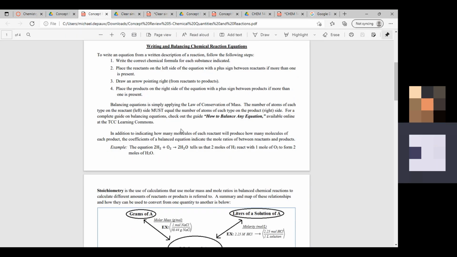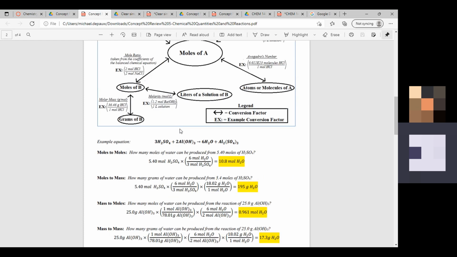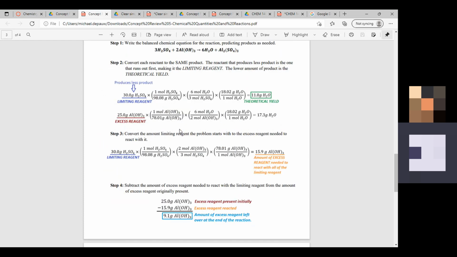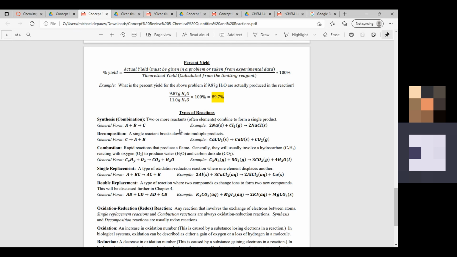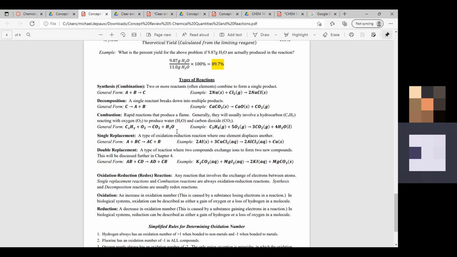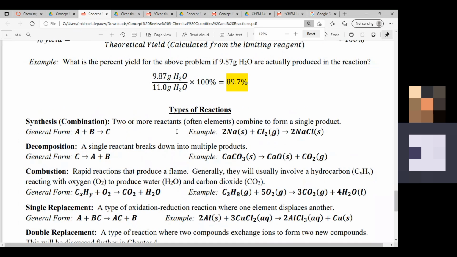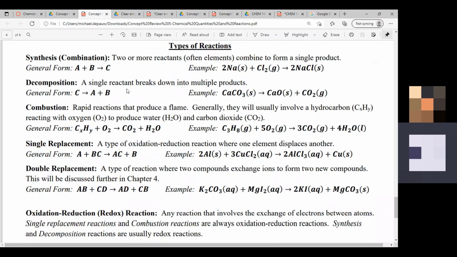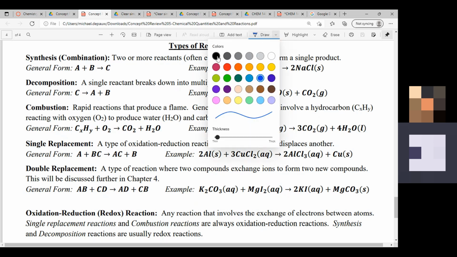So if you look at the Chapter 5 review, one of the cool things, in addition to showing you how to do limiting reagents and percent yields, is type of reaction. So I just want to go over the easy things to recognize, starting with synthesis reactions. In a synthesis reaction, there is only one product. The only type of reaction that has one product is a synthesis reaction. So I'm going to underline the key thing to identify each one of these.